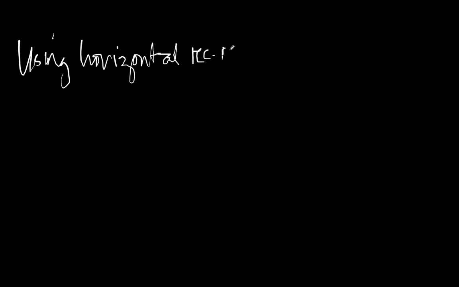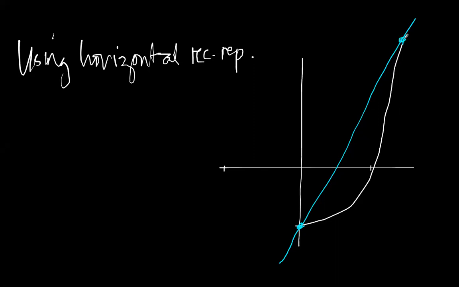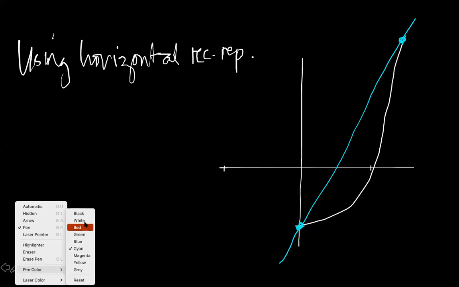So using a horizontal rectangular representative, let me just draw the graph first. This is now the graph of our functions. I just copied a graph. I think this graph is more accurate than the one I did before.